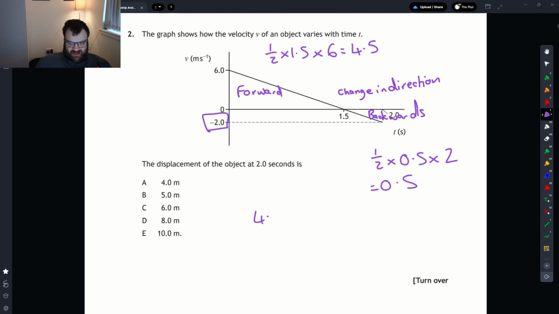And then we take them away. Or if you put in the fact it's -2, maybe you're supposed to do that, but -2 would then make that minus 0.5. Same thing. We'll get to the same answer of 4. 4.5 take away 0.5 gives you an answer of 4. So the key thing there is at this point here, we are changing the directions. We need to treat the part before that and after that separately.